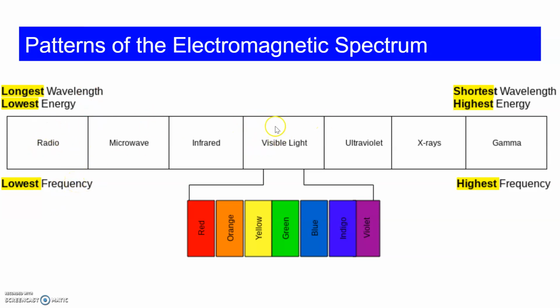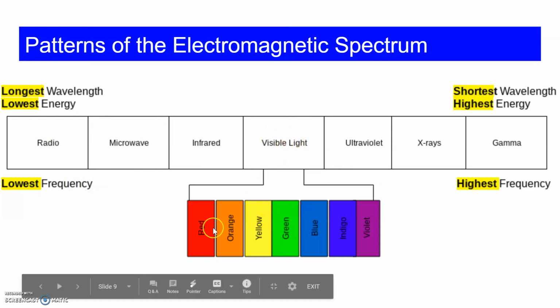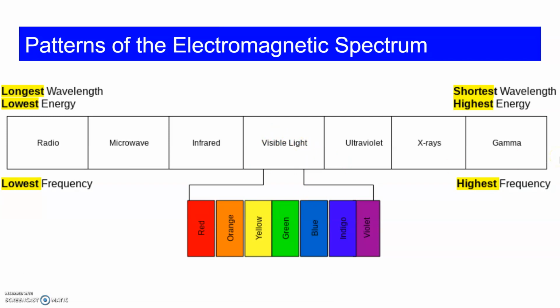And then visible light is broken up into 7 main colors: red, orange, yellow, green, blue, indigo, and violet. So red has the longest wavelength because it's on the leftmost side. Orange is the second. Blue, indigo, violet have the shortest wavelengths of color of visible light. So based on our pattern, we can see that red has less energy than violet, for example. So red light has the least amount of energy.